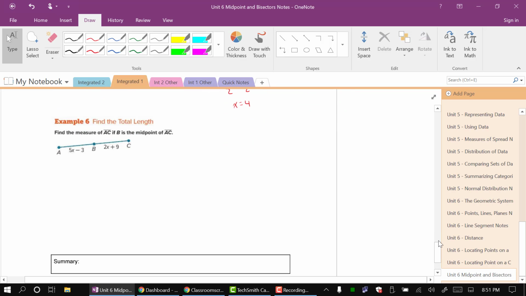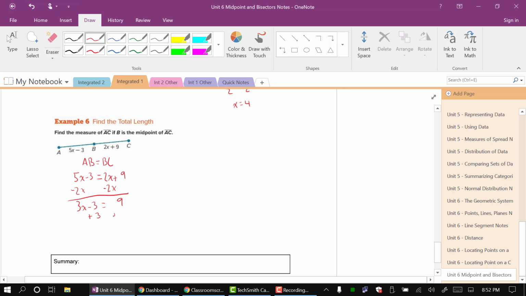Let's take a look at example 6. Find the total length. So find the measure of AC. AC is the full thing. If B is the midpoint of that, that means that AB equals BC because B is the midpoint. So that gives me 5x minus 3 equals 2x plus 9. I want to get rid of my smaller x because I want to get x alone on one side. So minus 2x, minus 2x. That gives me 3x minus 3 equals 9.